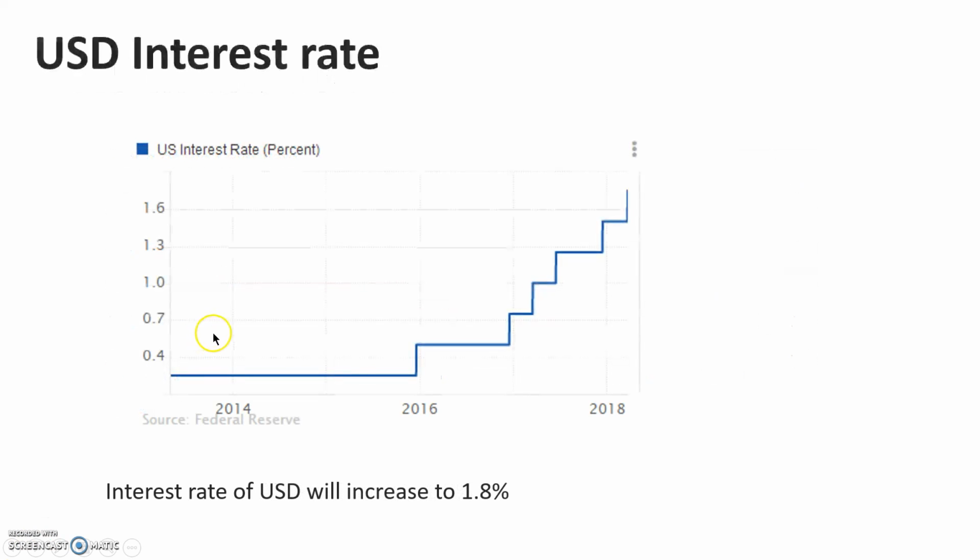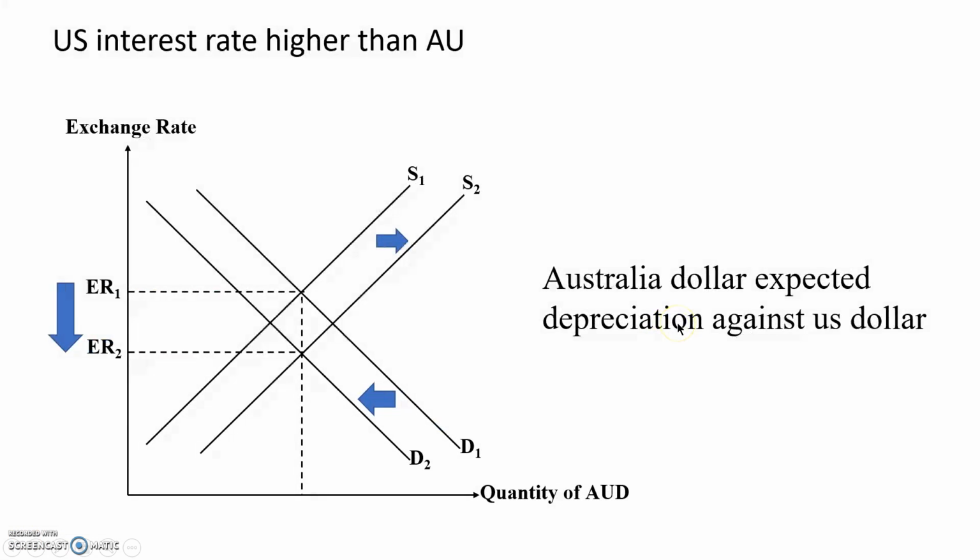Following is the interest rate of the US. According to the graph from the Federal Reserve, we can find that the interest rate of the US keeps increasing, finally reaching 1.6% in April 2018, and we expect that the interest rate of the US will increase to 1.8% in the next 3 months. So the US will have a higher interest rate than Australia.